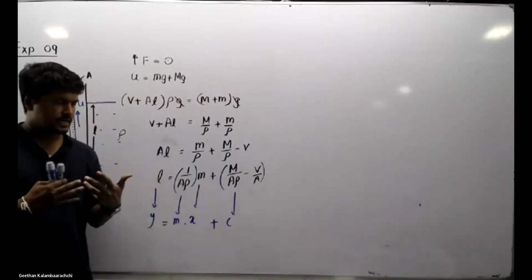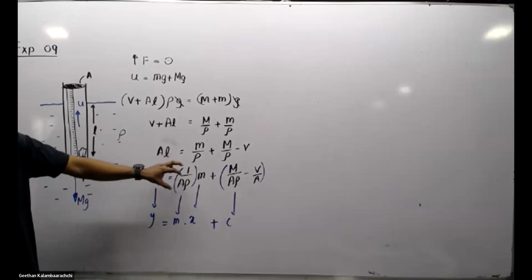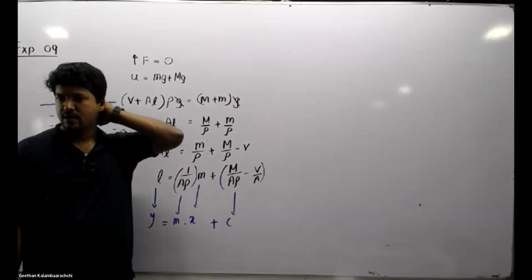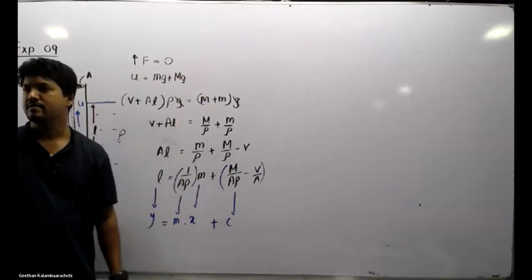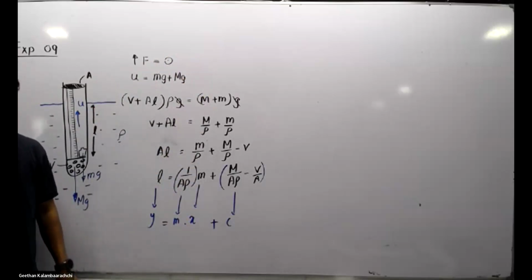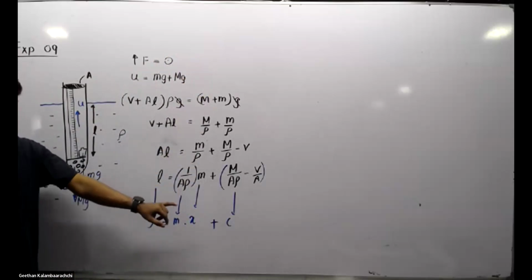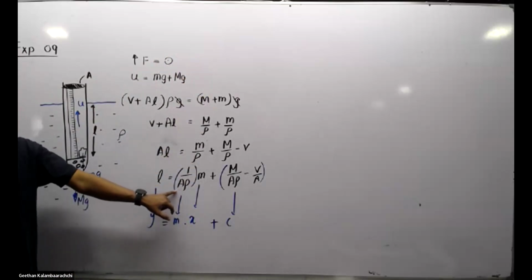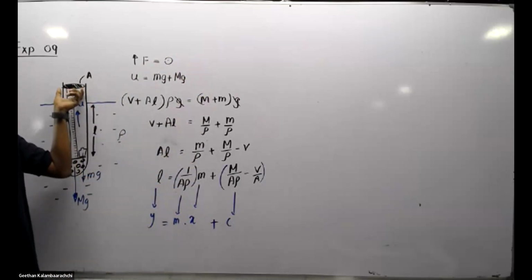Yes, you get the gradient. The gradient is 1 over A rho, so you need A to get the density. So how do you get A? What is A? Area of cross section of the tube.